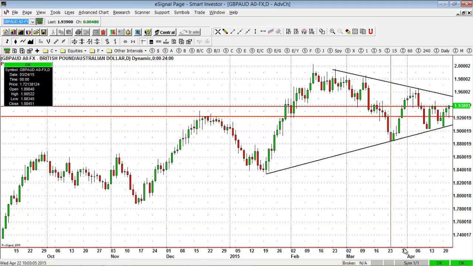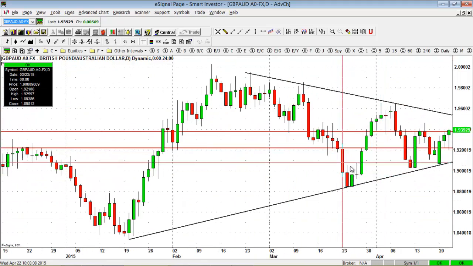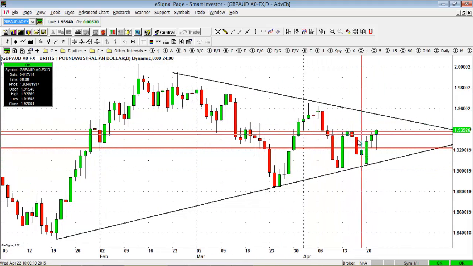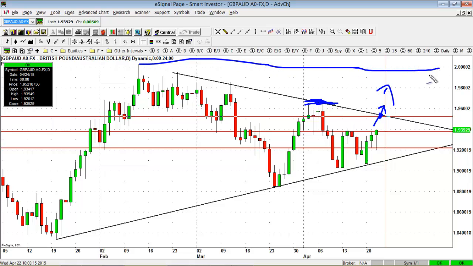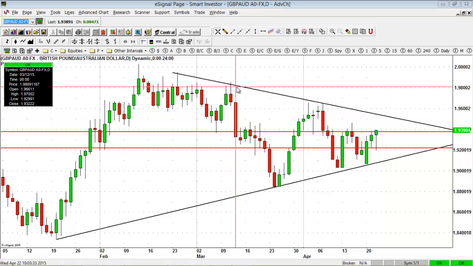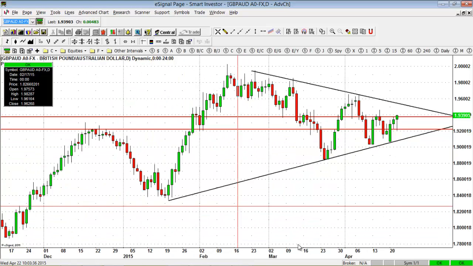But the larger test to see if we're gaining momentum to break out of this pattern is a breakout or a test of this downtrend line here. The market needs to close above this trend line and then above this swing high here. If that occurs, then that will confirm a breakout, and we could see new highs up to the $2 level in the British pound, Australian dollar.